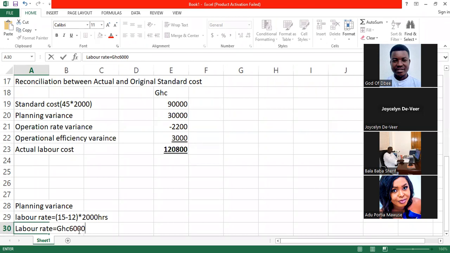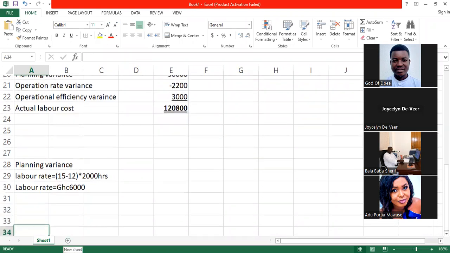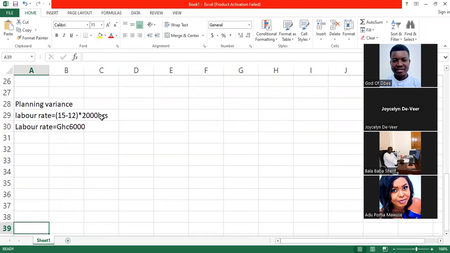Am I getting 6,000? I'm not seeing your screen. Really? Yeah, it's down on my phone. I should put it up small. Can you see now? It's now visible.